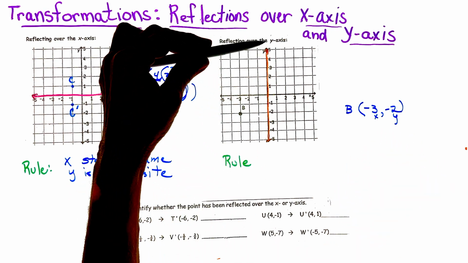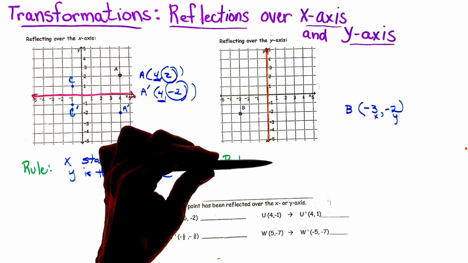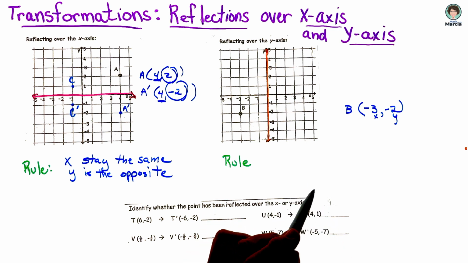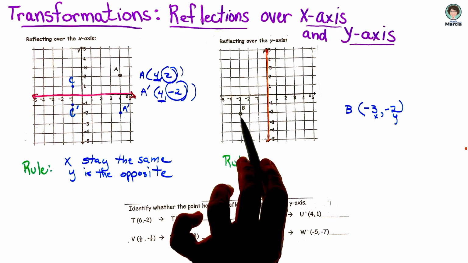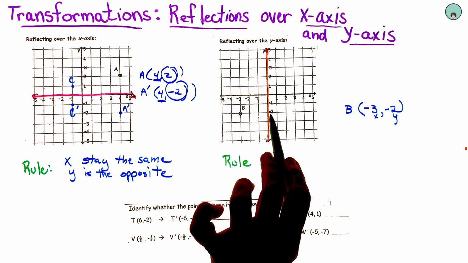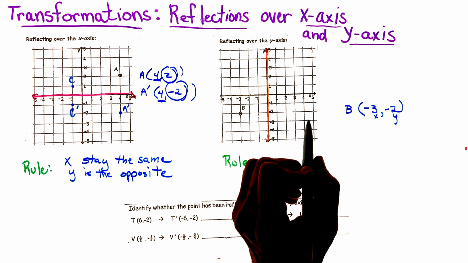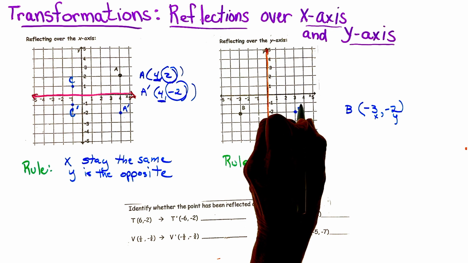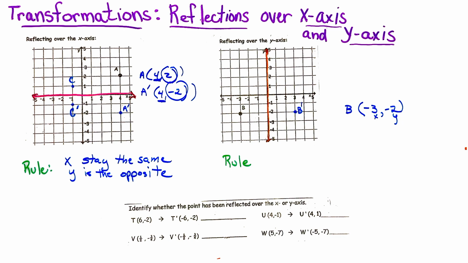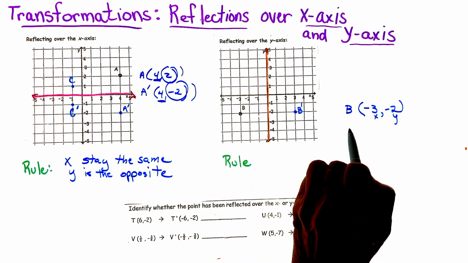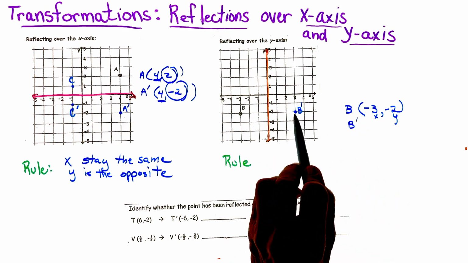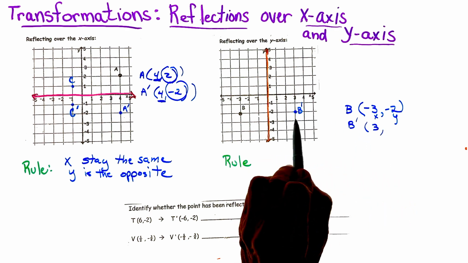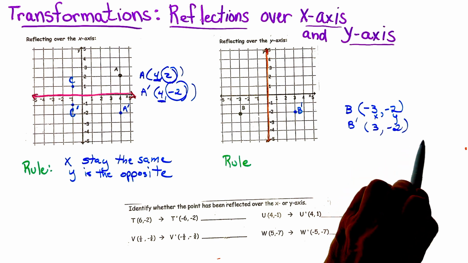Now notice here is the y-axis. When we reflect over the y-axis, the point has to be the same distance from the y-axis as the letter B was. So it's 1, 2, 3 spaces, and 1, 2, 3 spaces right here. That will be our B prime. Looking at the ordered pair for B prime, I see that x is 3 and y is -2.